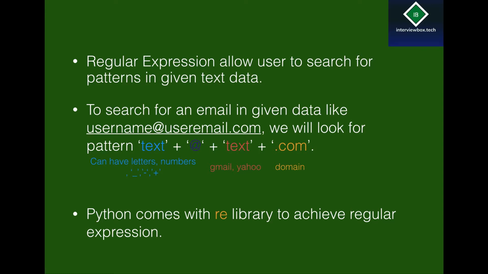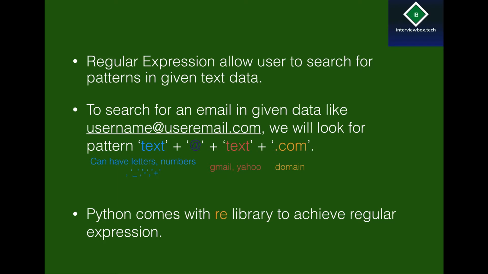As I have shown here in the blue color, the text that is before the @ symbol can have letters or numbers or underscore, plus, minus. So these kinds of different characters. Based on that information, we can create a pattern. And the same, we know that after the @ symbol there will be some text, and after that a dot and then the domain name. So based on this information, we can generate a pattern, and we can use it to search in our given text data.